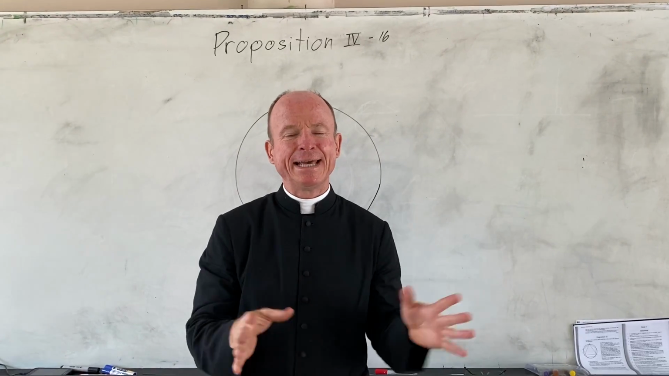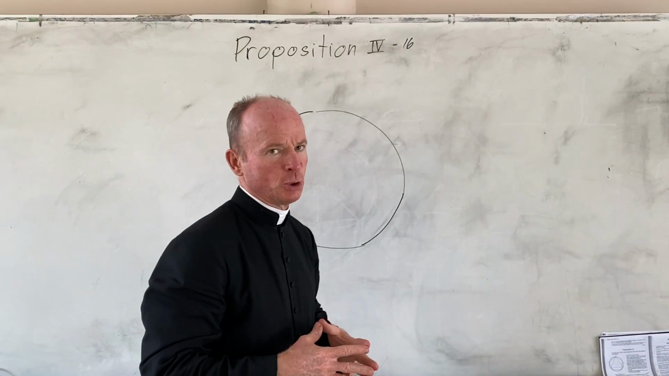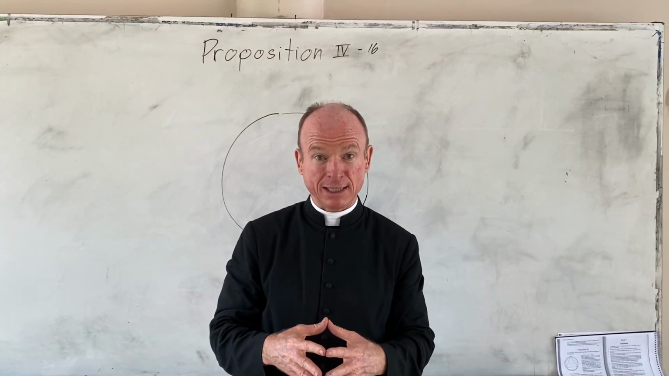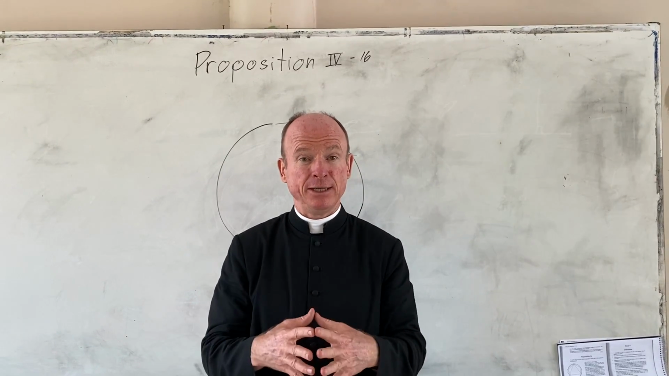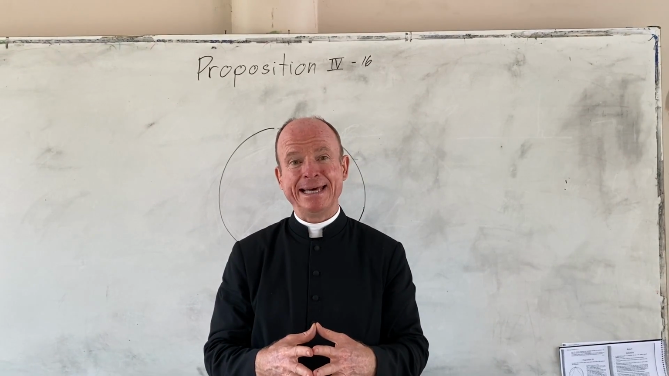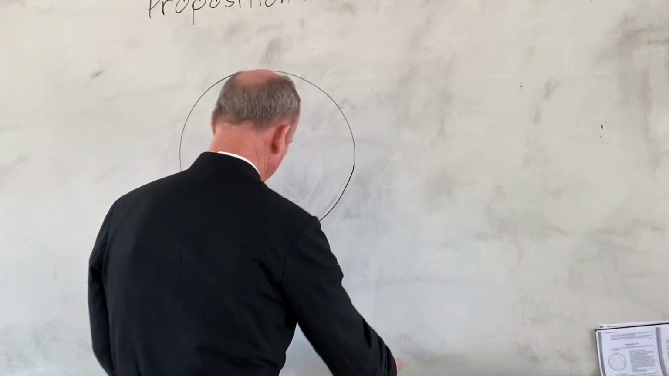Hello, dear students. Today we have the last proposition in Book 4, Proposition 16 of Book 4: to inscribe a quindecagon, a 15-angle figure, in a circle, which is equilateral and equiangular. Okay, come on in. Let's do this here.